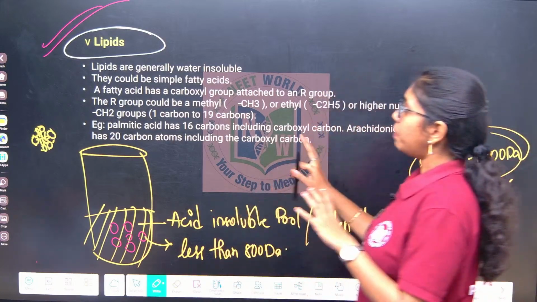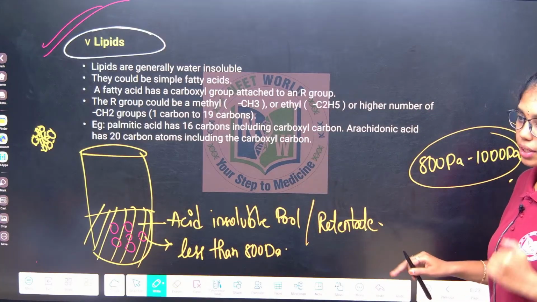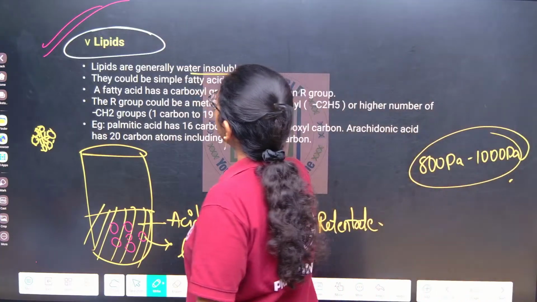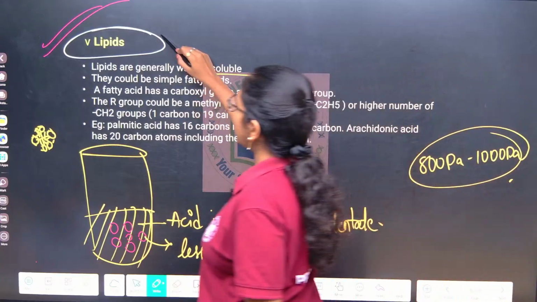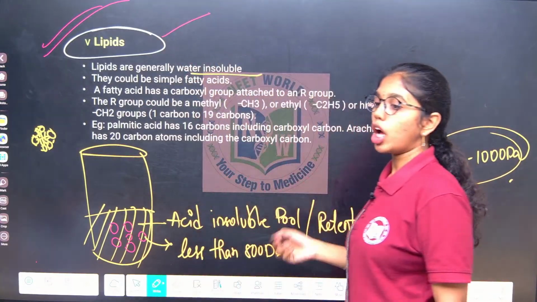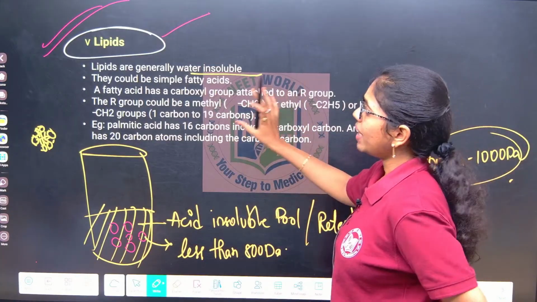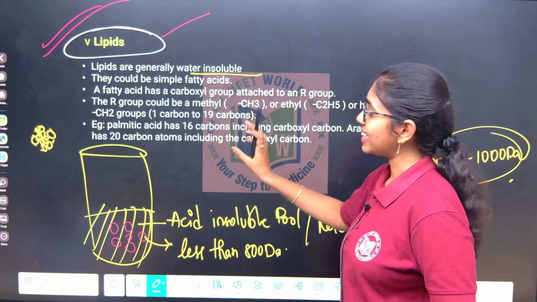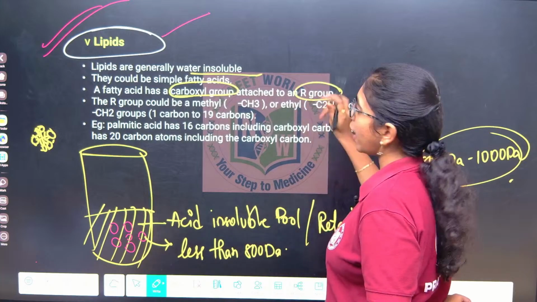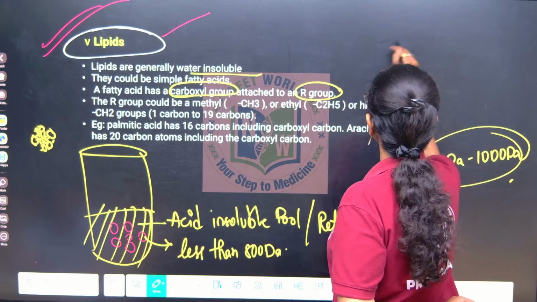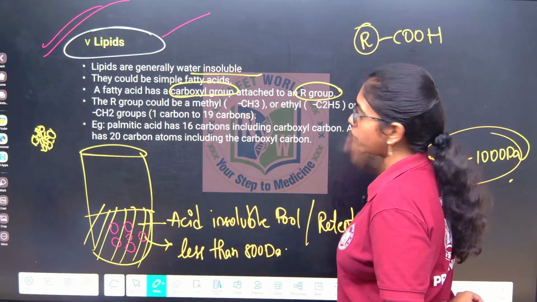So, yes, lipids are obtained in the water insoluble pool, but their molecular weight is less than 800 daltons. Now, we have different types of lipids. One is simple lipids, second is conjugated lipids, and third is derived lipids. Firstly, lipid is a combination of fatty acid and glycerol. A fatty acid will have a carboxyl group attached to the R group. This forms a lipid.